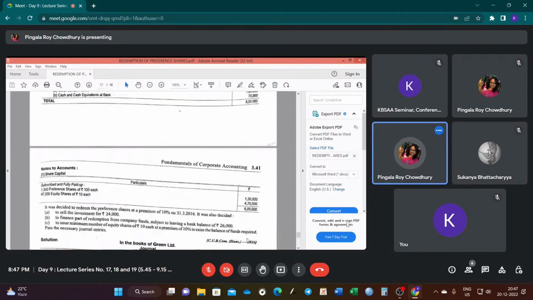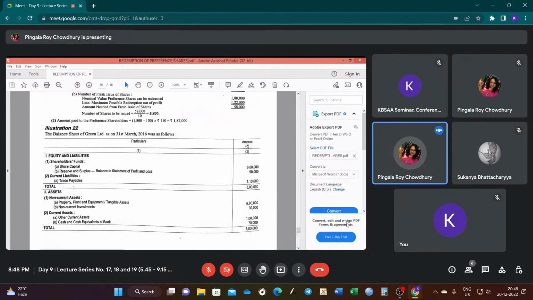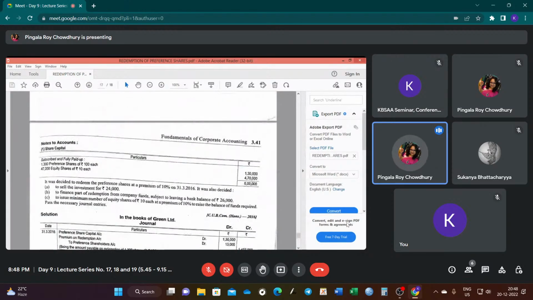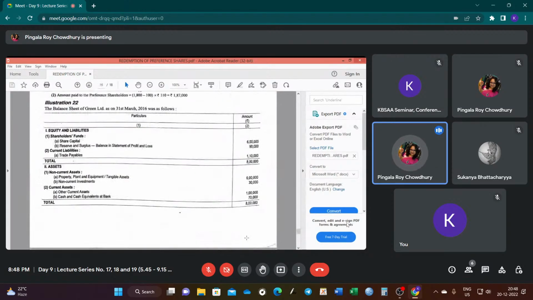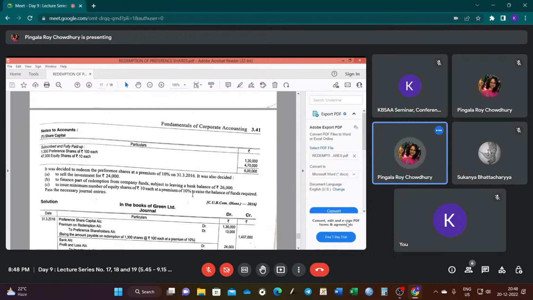And the last sum for the day, the balance sheet of Green Limited as on 31st March 2016 was as follows. See, the total amount is given as you have a balance sheet given, share capital 6 lakh, reserve and surplus is given as 90,000. There are certain liabilities and assets. The total details of your preference shares is given here. 1,300 preference shares of rupees 100 each, 1,30,000. This is a BCom honors question for Calcutta University.